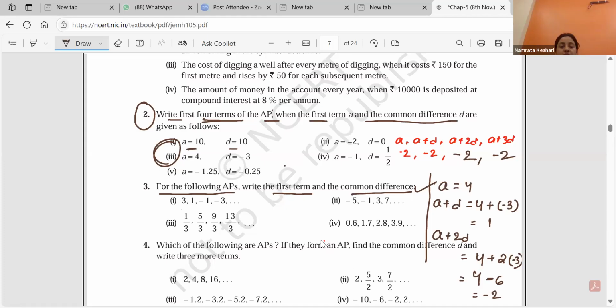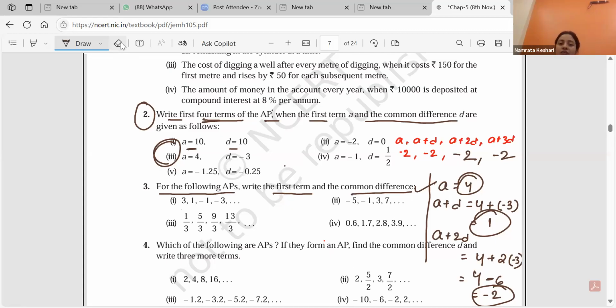Yes, ma'am. Okay, so first term is 4. Next term is 1. Next term is minus 2. You can check it. You will be getting common difference as minus 3 over here. Okay, we are not done. A plus 2D is equal to 4 plus 2 into 1, right? No, no, no. Minus 3. Okay, okay, yeah, minus 3.